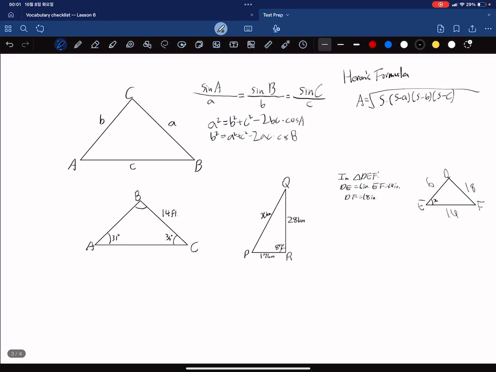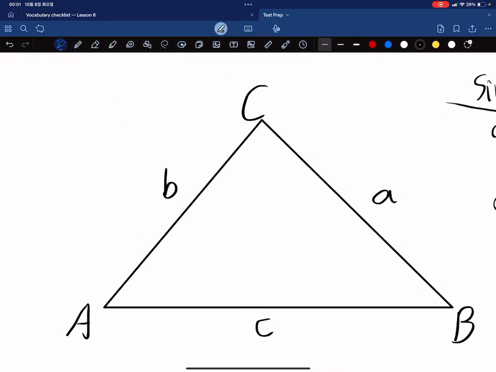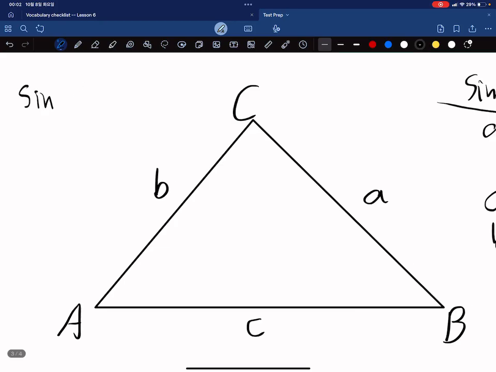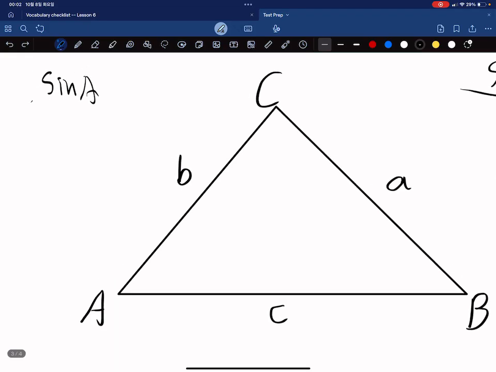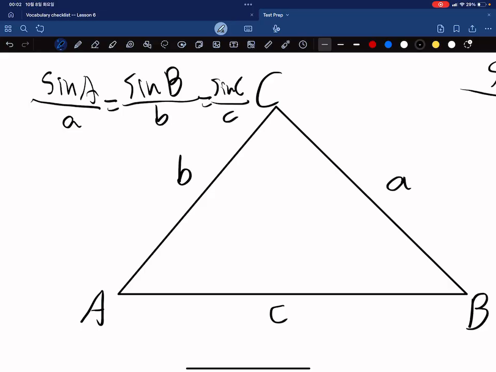Law of sines is that if there is a triangle as such, then our equation is sine A of this angle over the opposite of the angle, A, equals sine angle B over B equals sine C over C.